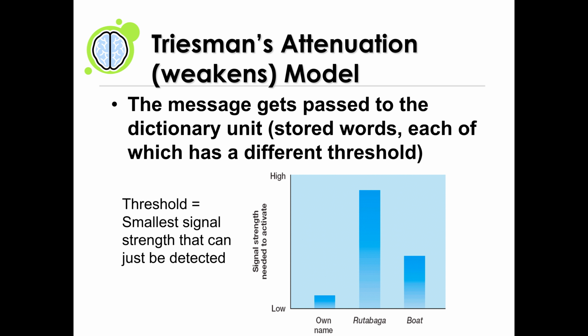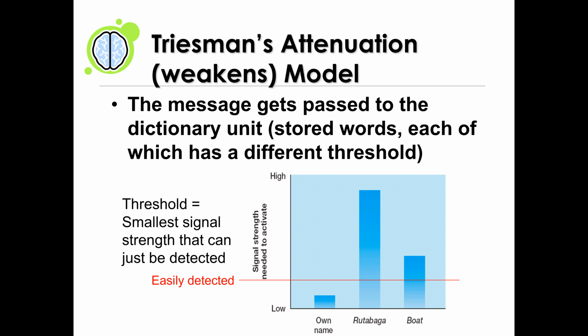So your own name has a very, very small threshold. So, if someone kind of whispered that word, you'd probably be aware of it. Rutabaga, on the other hand, someone would have to yell rutabaga across the room, and then you'd be aware of it. The word boat, you'd probably be aware of it if it was said at a moderate tone. But anything below that threshold right there, that red threshold, might not be detected. That's kind of what Treisman and others propose. Okay, so there you have it.